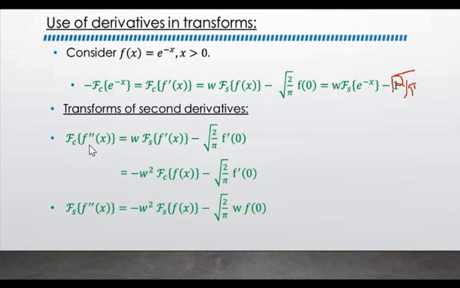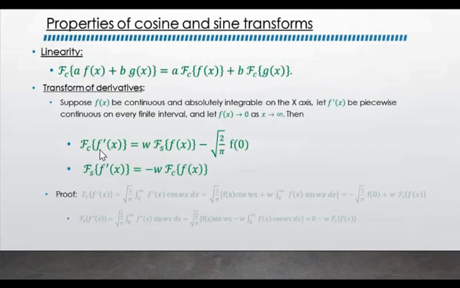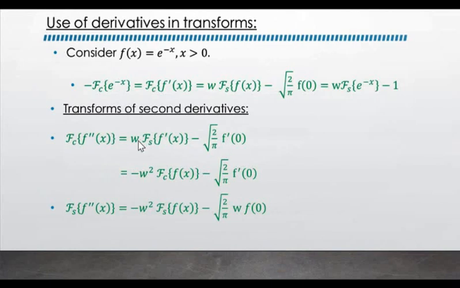So the Fourier cosine transform of f double dash x is equal to omega into the Fourier sine transform of f double dash, which is nothing but the derivative of f dash x. So instead of f dash x here, you are putting f double dash x, that is the next derivative. So if you take f double dash here, this will become f dash x and this will be f dash 0. So that's what happened here. So omega into Fs of f dash x minus root of 2 by pi into f dash at 0.